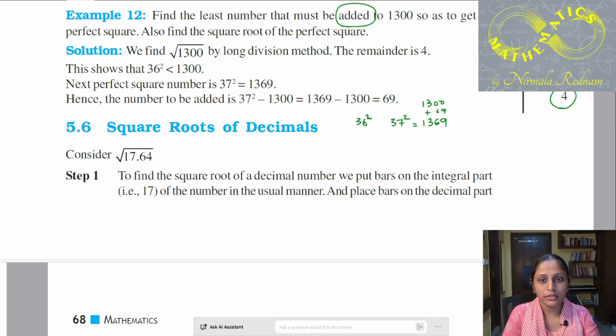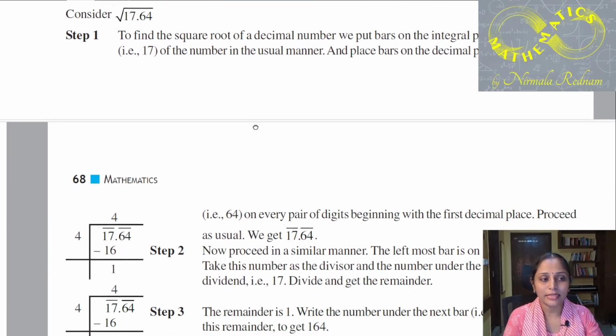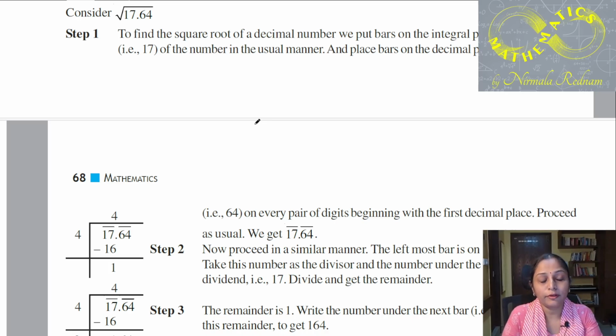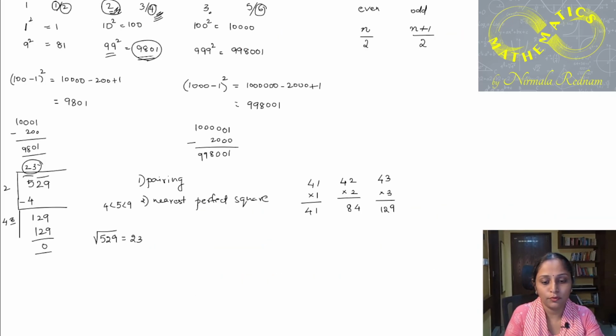So this is about square root of numbers. Next, we are going to look at square root of decimals. Now the method is exactly the same. The only difference, and the most important difference, is about the first step itself, which is where do you put the bars. For example, I have 17.64 here. Let's do this sum. I have 17.64, right?